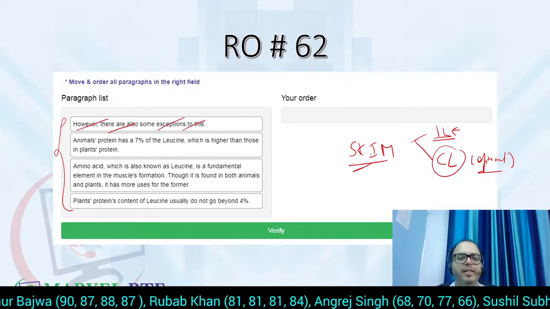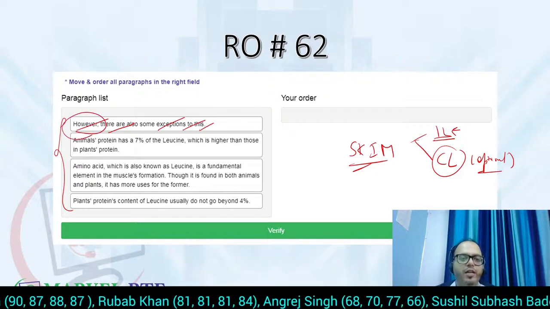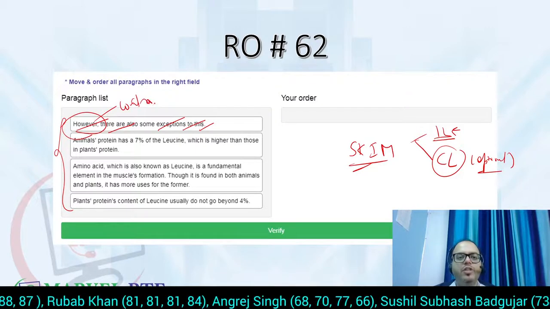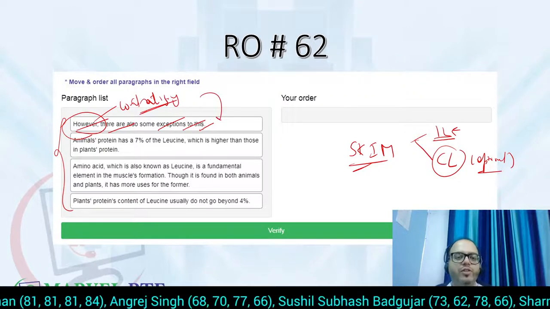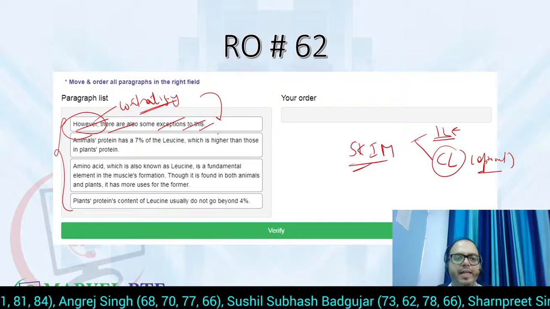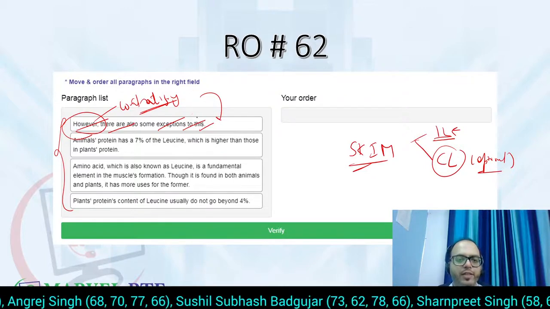This can never be your independent line. However, it has the contrasting view, so generally the contrasting view is always the last line, right? So that's why this will not be your independent line. Now let's move on to the next line.